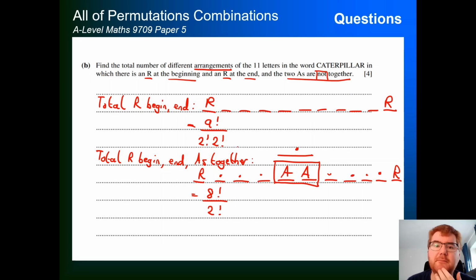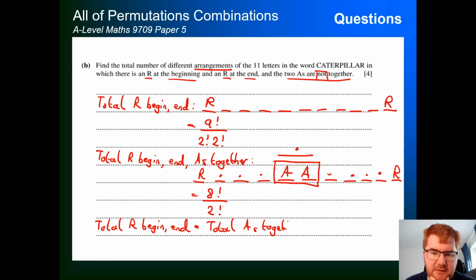And now we do the similar process to what we did before. So the total with R begin and end is equal to total with A's together plus total A's not together.